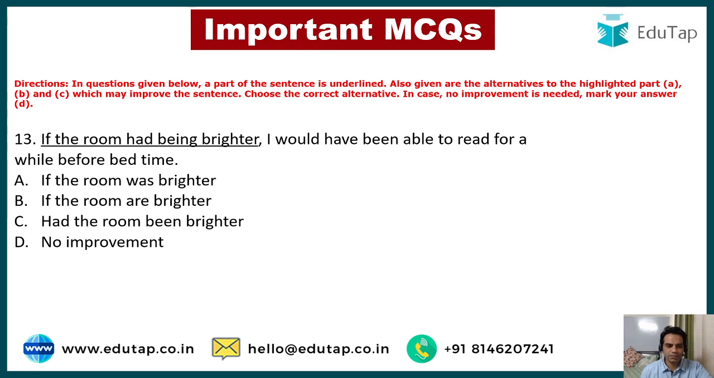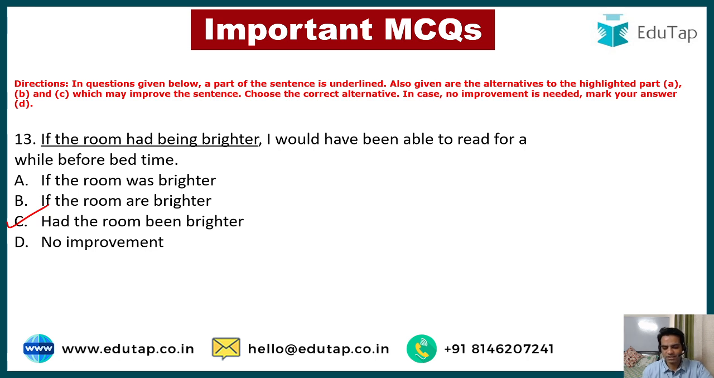Next, guys: if the room had been brighter, I would have been able to read for a while before bedtime. What should be the correct replacement, guys? If the room had been brighter, the room was brighter, if the room are brighter, had the room been brighter, or no improvement? Guys, this is a conditional sentence question. You should know the rules of conditional sentences, and the correct option here is, if the room, there could have been two replacements. If the room were, not was. In conditional sentences, we use were for hypothetical conditions, right? So either it should have been if the room were brighter, or it should have been had the room been brighter, I would have been able to read for a while before bed. So the correct option is option number C.